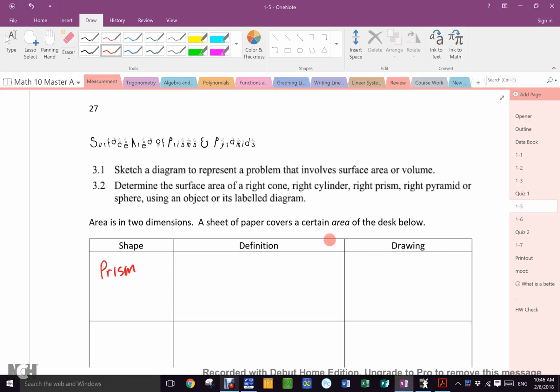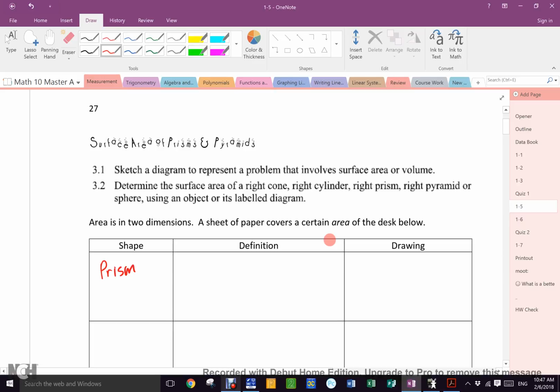Remember, I started with a rectangle, and what did I do with that rectangle? I stacked it up, right? What if I started with an octagon? Could I stack that? Yeah. Would I get a prism? Yeah. What if I started with a triangle? Could I stack that? Yeah. And what would I get? A triangular prism, a Toblerone bar, wouldn't I?